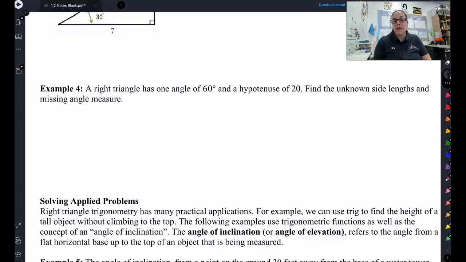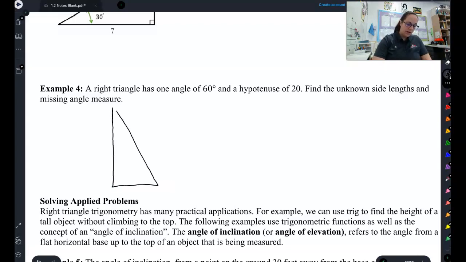Example 4, it doesn't give us a picture. We need to draw a picture. So it says we have a right triangle. One of the angles is 60. So I'm going to draw mine this way this time. And I want one of the angles to be 60, which we know means the other angle will be 30.